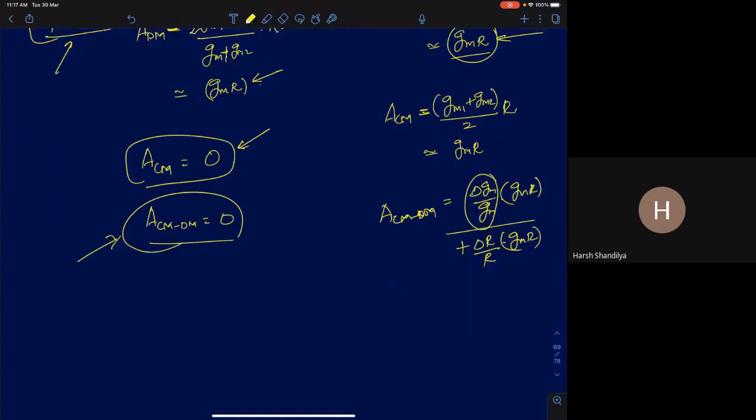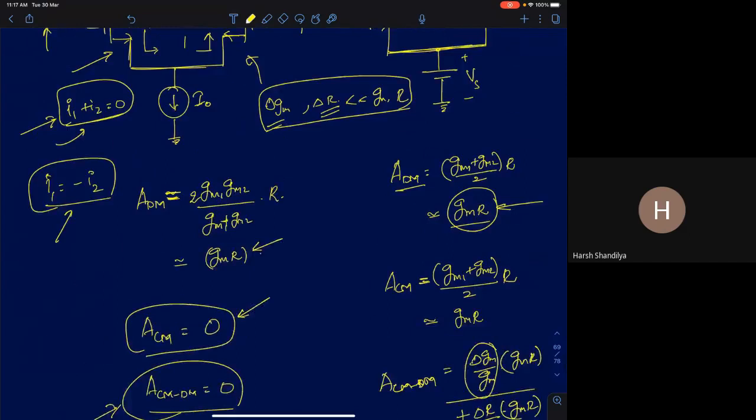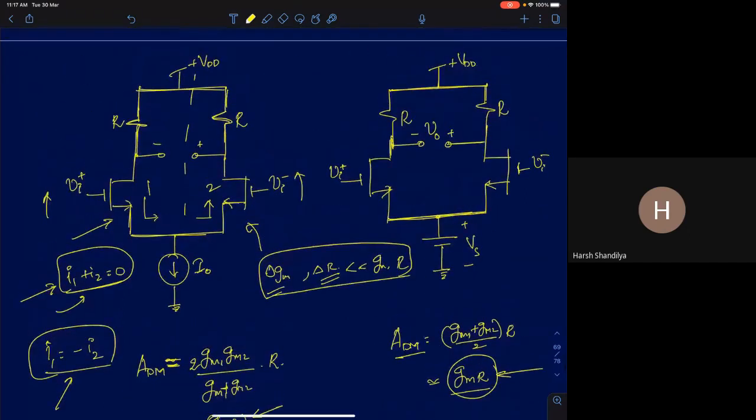Okay, so then we said ACM-DM can be written as the common mode gain ACM times the fractional mismatch in both the components, delta GM by GM plus delta R by R. So this is what we discussed about the small signal common mode and differential response in the presence of mismatches.